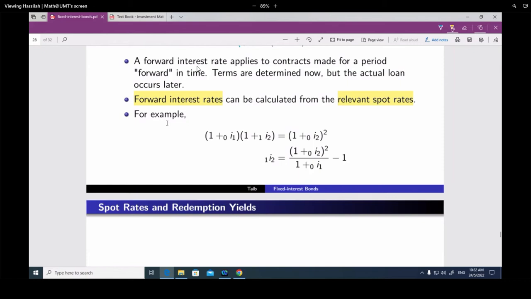Okay, so 1 plus 0I1 from earlier. 0I1 is made at time 0, payable at time 1. Okay. And then, how to say? Where should we show it?